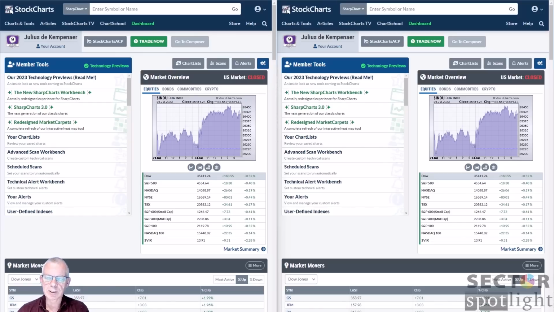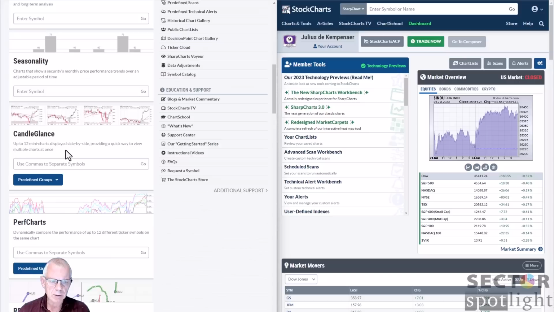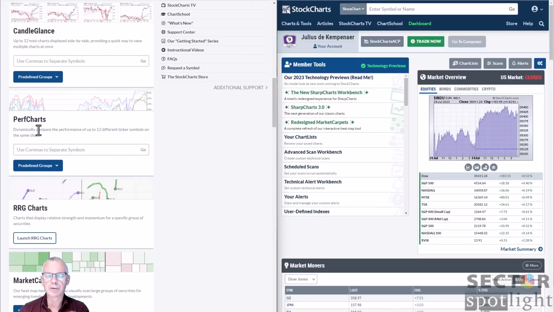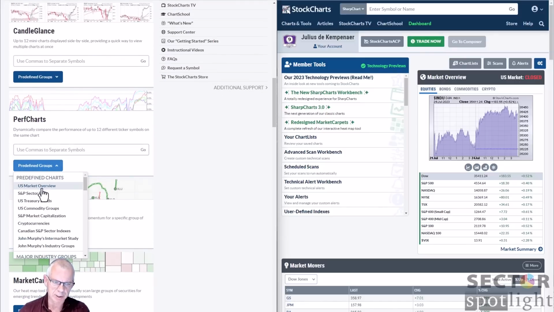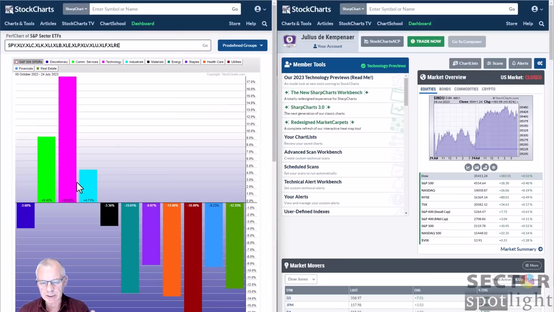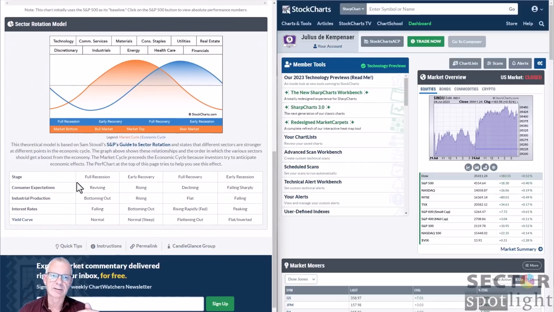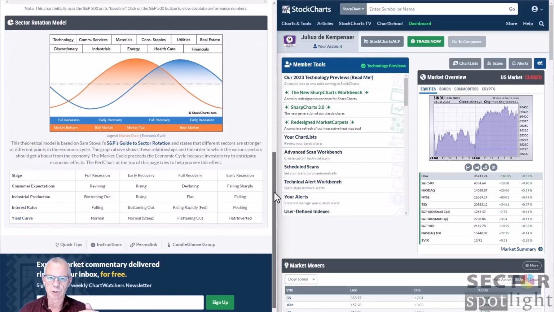In order to make this work, I am going to use two tools on stockcharts.com. The first one is obviously the theoretical sector rotation model, and you can find that when you go into the charts, the various charts, and you go to perf charts. I always use the S&P sector ETFs as the predefined group. That's interesting, but what's more interesting is what's below it, where you find the theoretical sector rotation model.